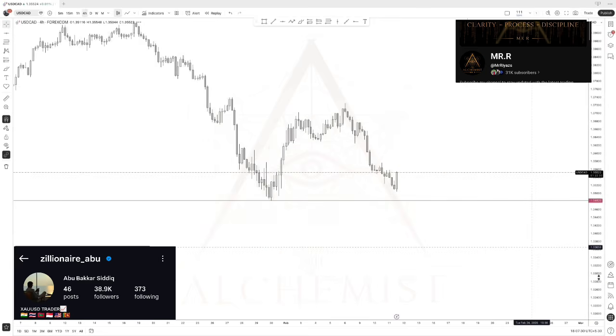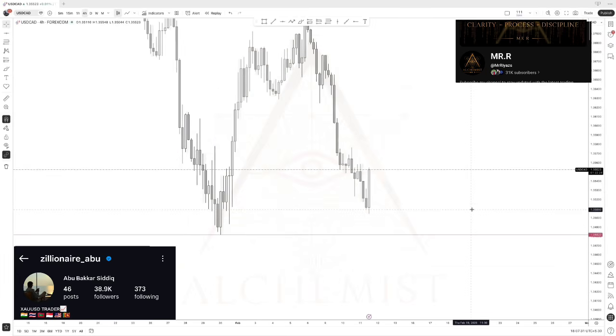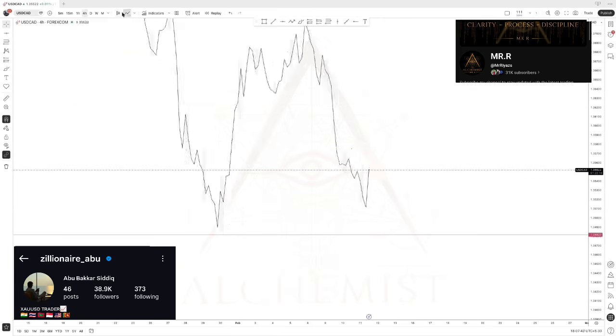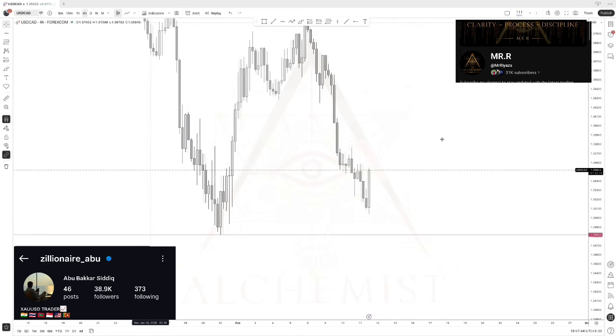The 4-hour time frame is currently bearish. So far we are bearish because this candle has not closed yet. It doesn't matter how far up this goes, until it closes, we can't say that the 4-hour time frame is still bullish. It is currently bearish.